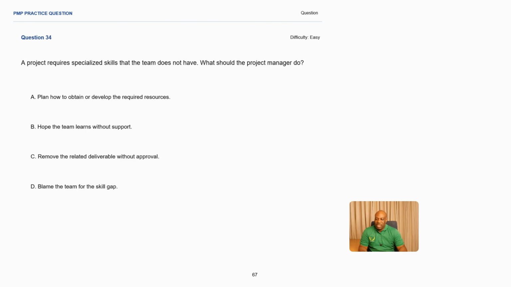Right, practice question number 34. A project requires specialized skills that the team does not have. What should the project manager do? Okay, we consider this to be easy. So what is our problem statement? A project requires specialized skills and the team does not have that specialized skill. So one of the mindset is if you don't have the knowledge or the skills, you need to ask for help from the experts. All right. So let's go through the answers now.